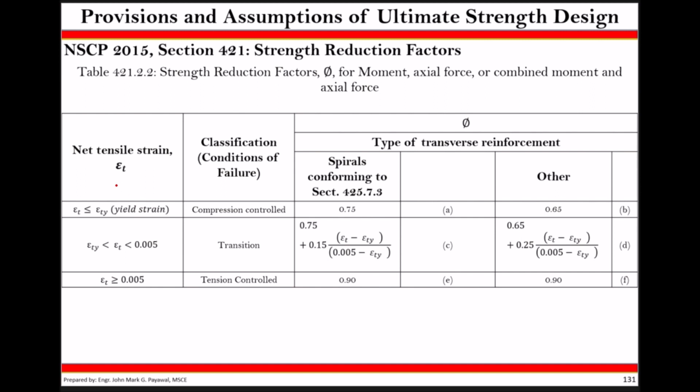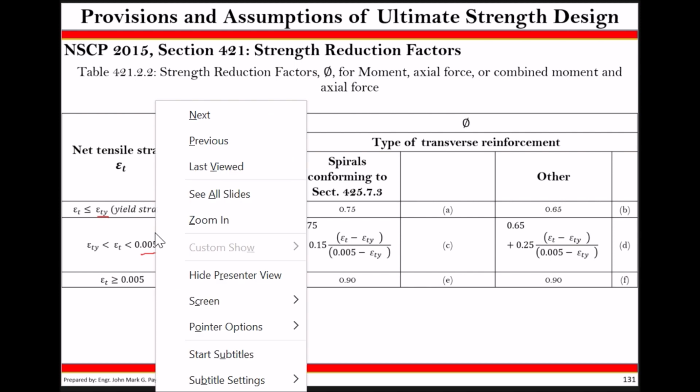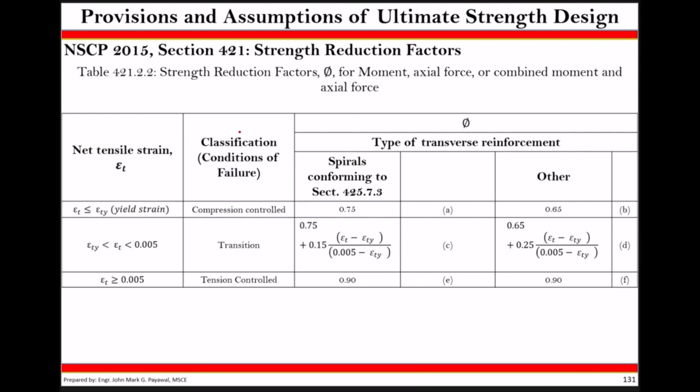After identifying the relationship of your strain on these values, ETY and 0.005, what we do next is we classify the type of failure. After classifying the type of failure, we check if it's under letter A or letter B. Kasi kapag letter A, those are spiral, no? Kapag spiral yung mga sections mo, ito yung mga reduction factor. But mostly, we could just adapt others. Kasi yung others yung ginagamit natin. Pero pag nag-columns tayo, dalawa na yon. Meron kasi tayong tinatawag na tied columns at spiral columns.